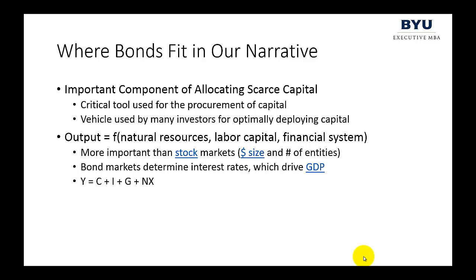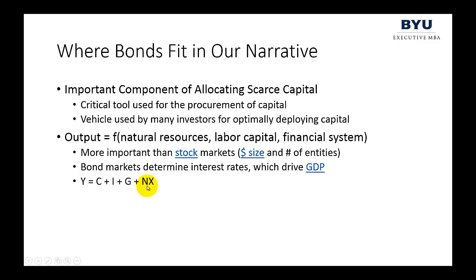Now, we don't talk much about GDP in finance classes. It's more of a macroeconomics topic. But GDP is defined as the market value of all final goods and services produced in an economy during a specific time period. It's generally represented using this formula: Y, which is GDP, equals C plus I plus G plus NX. What that stands for is consumption plus fixed asset investment plus government spending plus net exports.